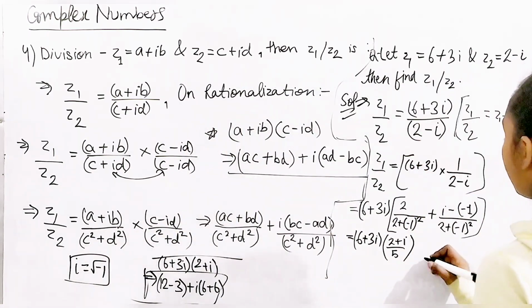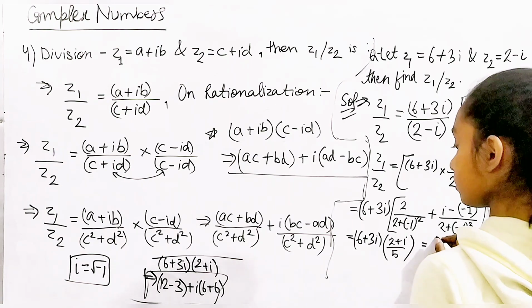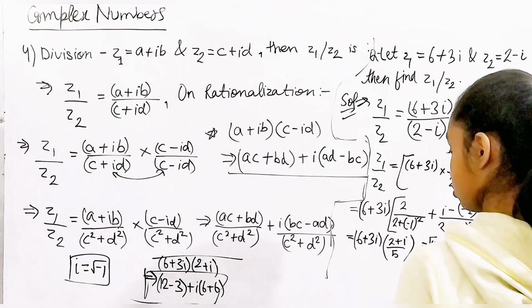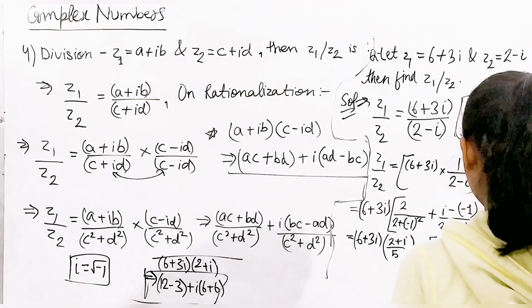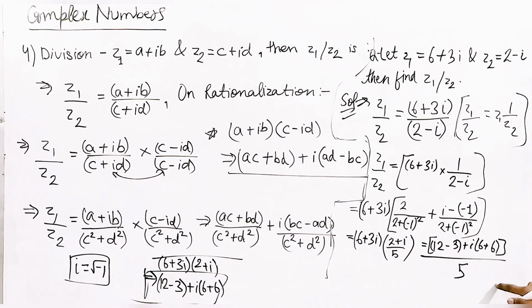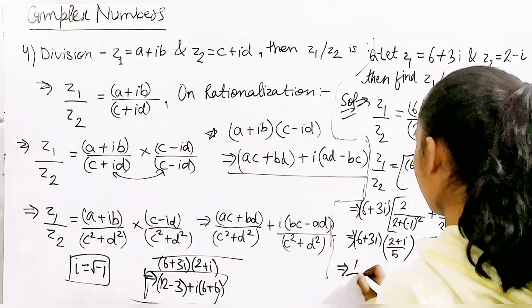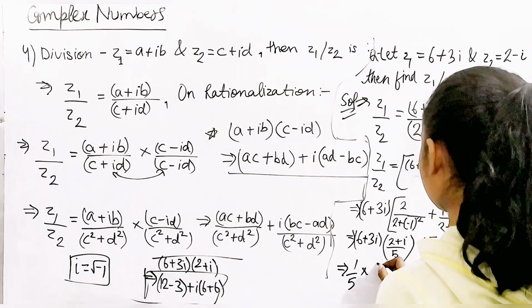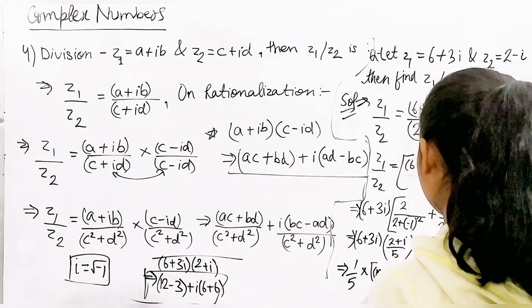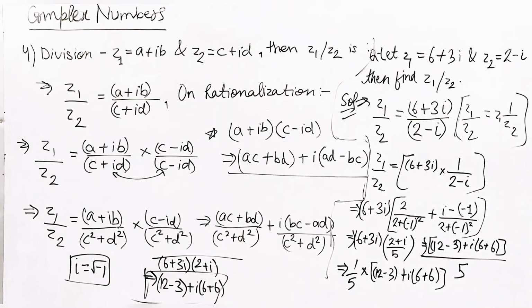So I'm going to just write it here. So what is it going to be? It's going to be 12 minus 3 plus iota 6 plus 6 upon 5. Okay, so this is going to be our final step, okay? And so I can write this thing this way. Yeah, so I'm going to write this 1 by 5 into 12 minus 3 plus iota 6 plus 6. Okay? Is it going to be right? Of course it's going to be right.